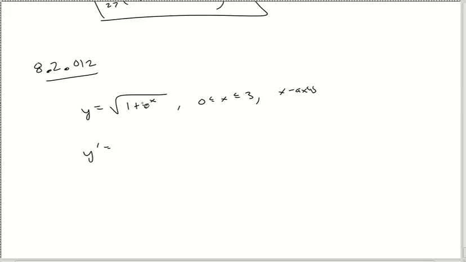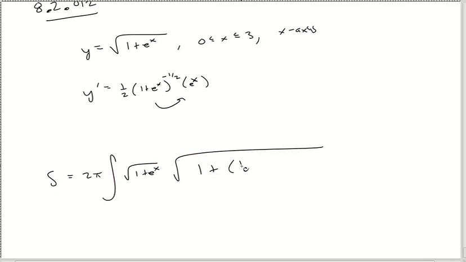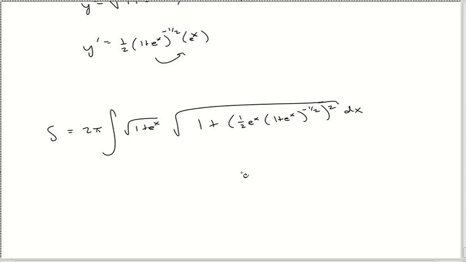So again, take the derivative of this. Pretty easy. That 1/2 is going to come to the front. Now this to the negative 1/2. Chain rule says that we have an e to the x attached to it here. And so then my surface area is now going to be the 2 pi integral of my original times the square root of 1 plus my derivative squared dx. Whew. Does that look crazy or what?